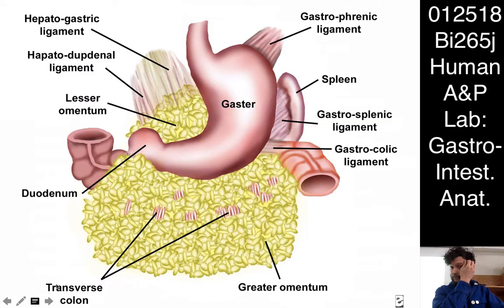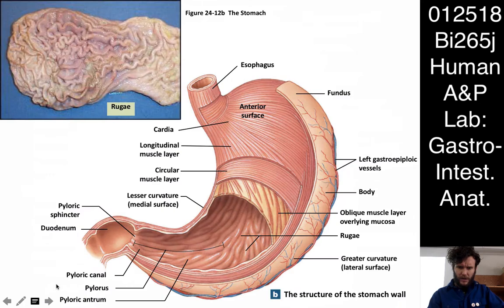Okay, wait a second. Was that everything? No, it wasn't everything. There are a couple other things I need to point out. There is a greater curvature to the stomach and a lesser curvature to the stomach. The lesser curvature is medial, and the greater curvature is lateral. That's going to be significant in the next slide when I talk about the omentum. But in the meantime, we'll talk about the muscle layers.